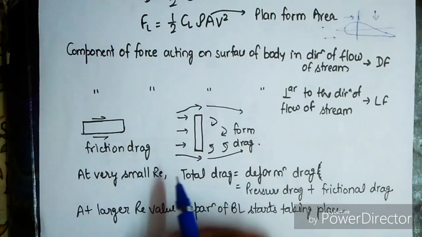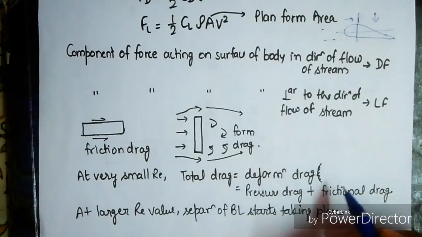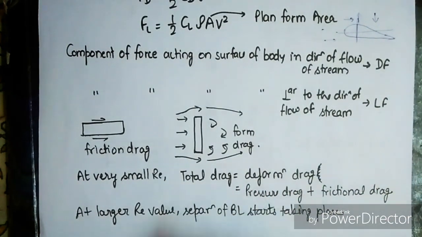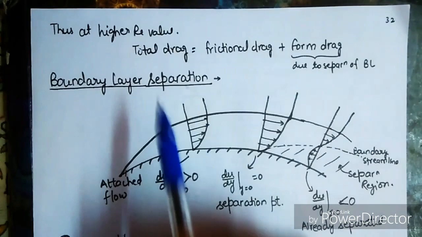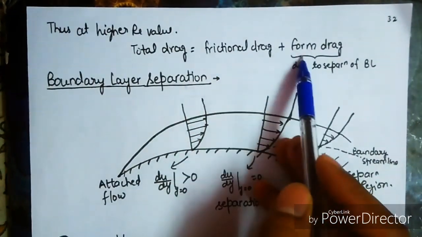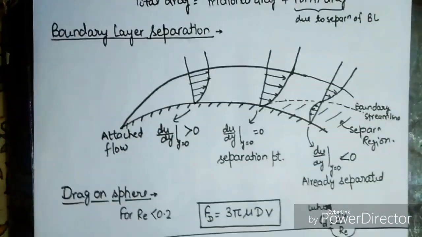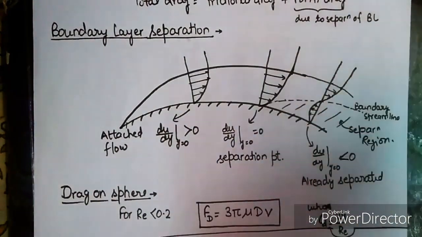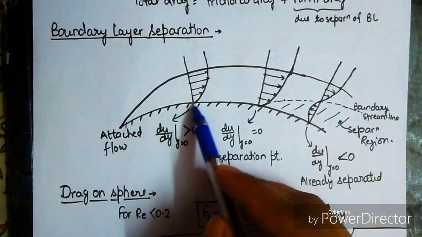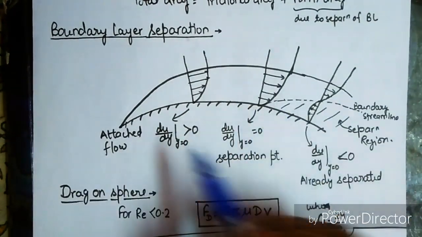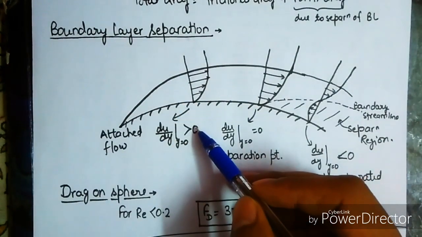Take the form drag. At very small Reynolds number, total drag equals deformation drag. Deformation drag is the sum of pressure drag and frictional drag. At larger Reynolds number, separation of the boundary layer starts taking place. Thus, at higher Reynolds value, total drag equals frictional drag plus form drag. Form drag is due to separation of the boundary layer. Now the boundary layer separation we can see here. This is the boundary layer, and up to this point we have the attached flow. Attached flow is moving like this up to this point. Here we have the value of du upon dy at y equals 0 greater than 0.